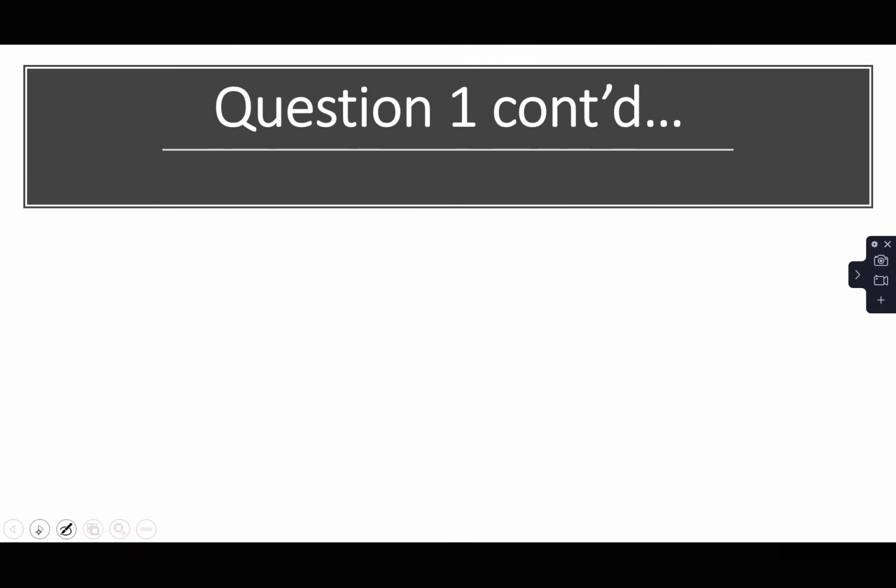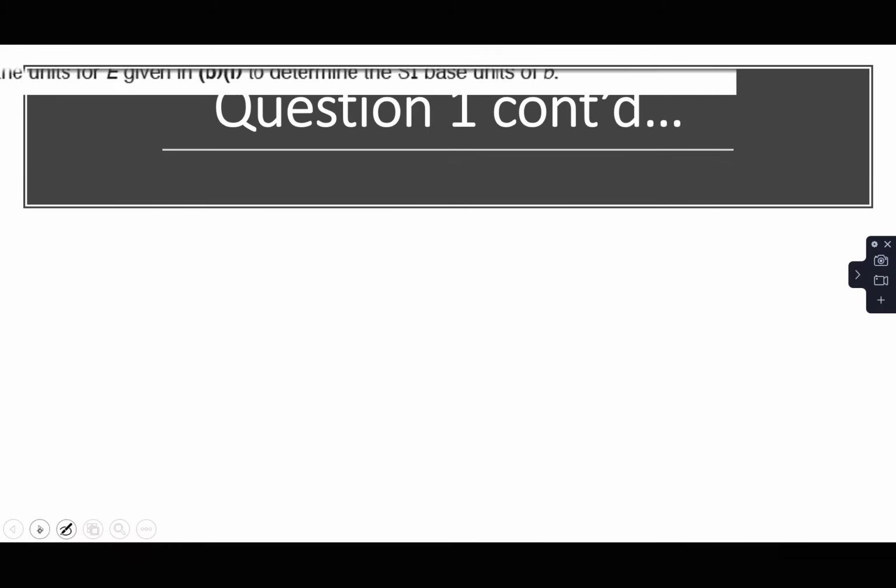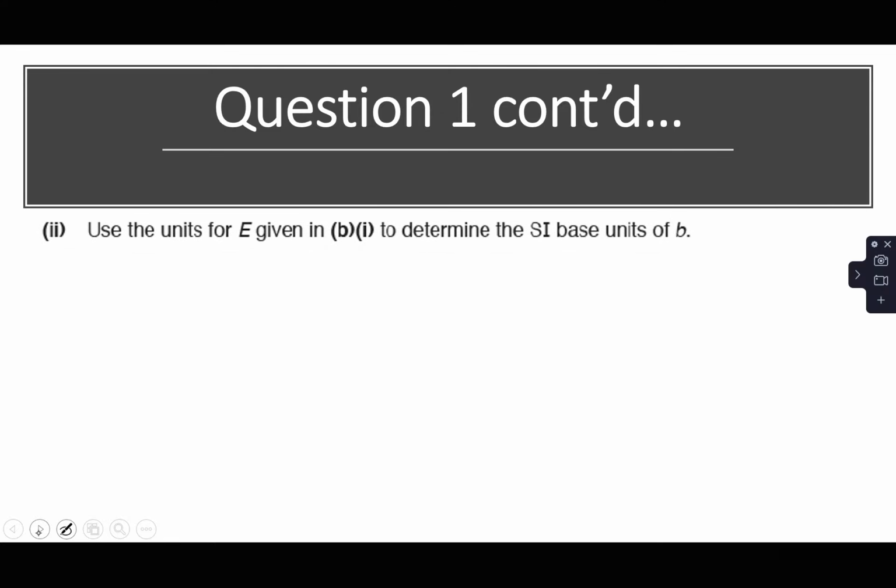So this is a continuation of question number 1. It is still telling us to use the units for E given in B Roman 1 to determine the SI base units of B. So we have found the base units of E.